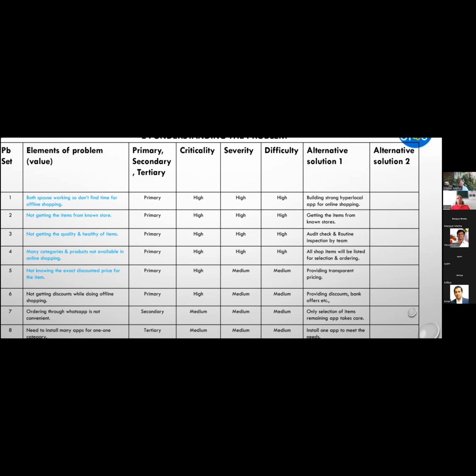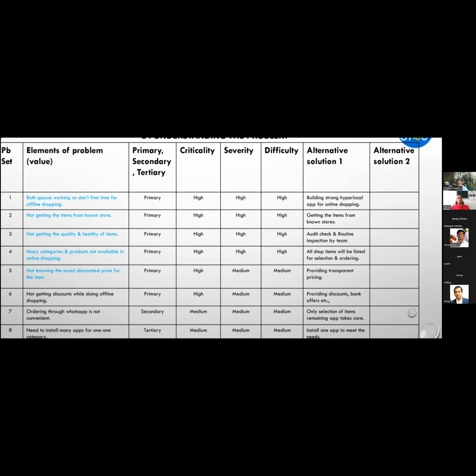And for not getting the items from their known store: they can get the items from known nearby stores through our app, and the quality and healthy items they will get, because we have audits and routine inspections to check the stores they are onboarding on our platform. We have guidelines, and so many categories are not available in online shopping. So all the nearby shops will be listed for selection and ordering.